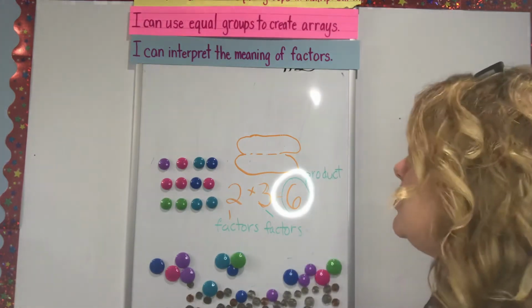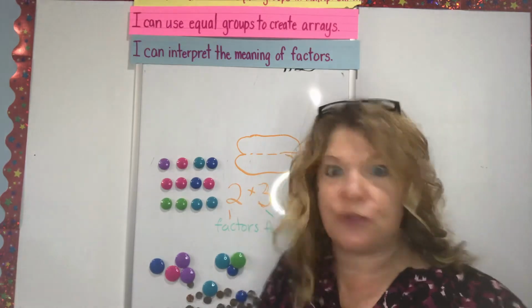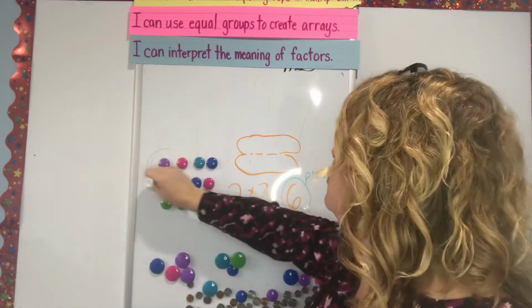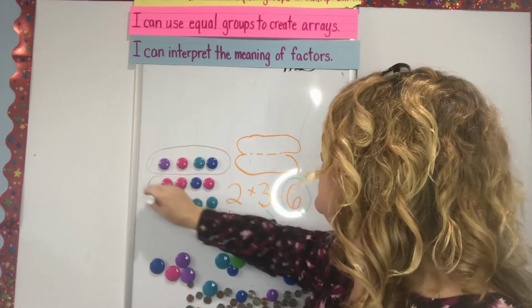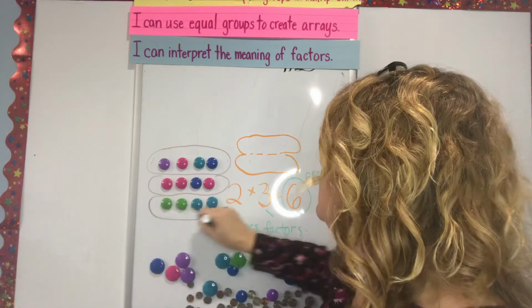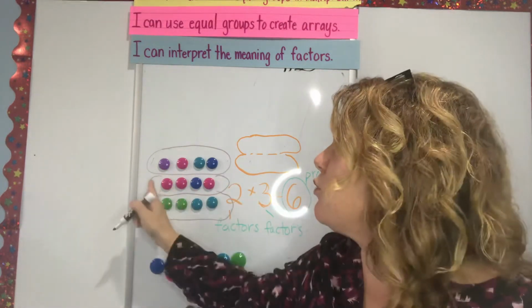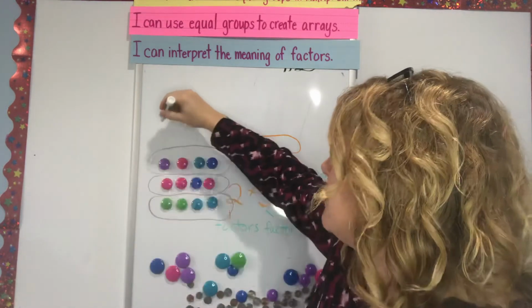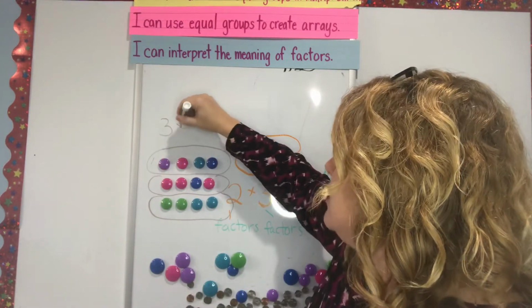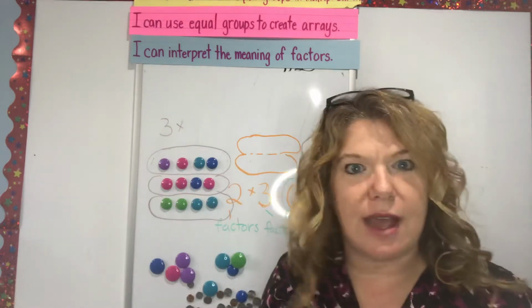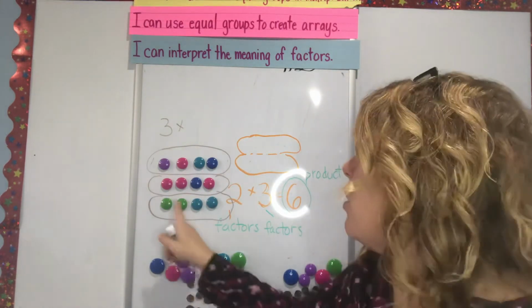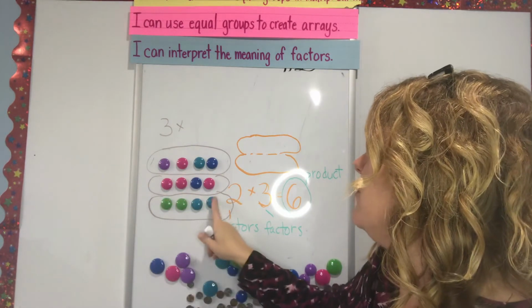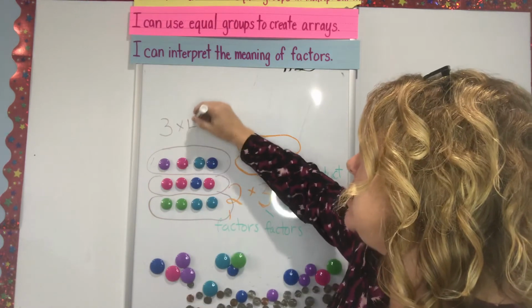Okay, so we have to do the rows first. Let's circle them. Rows go side to side, side to side, side to side. How many rows do we have? 1, 2, 3. We have 3 rows. Good job. Times. Now we have to write how many in each row. 1, 2, 3, 4. So we have 3 times 4.